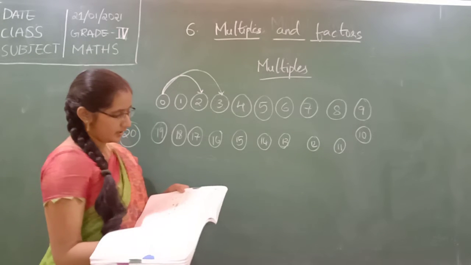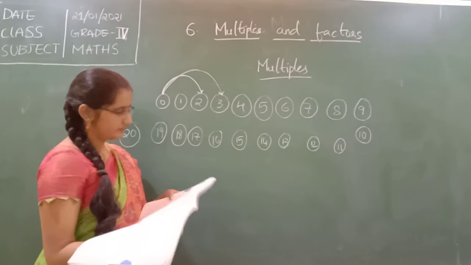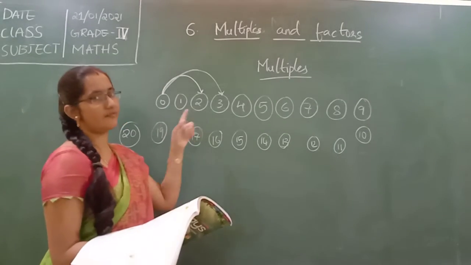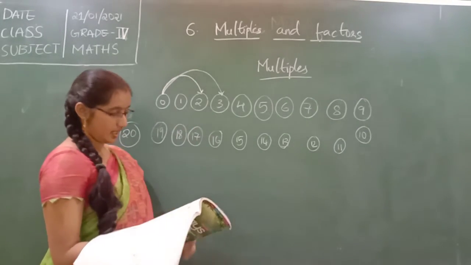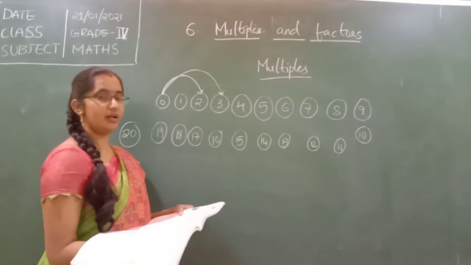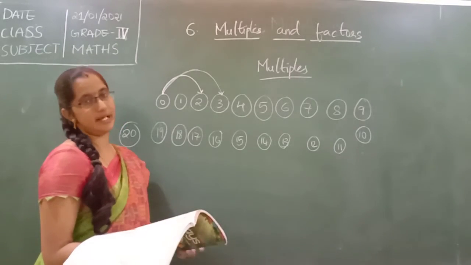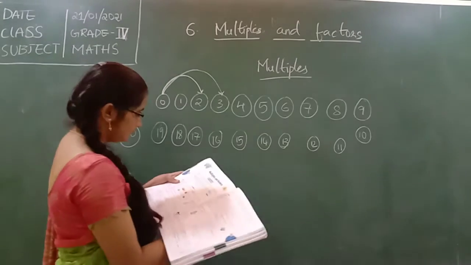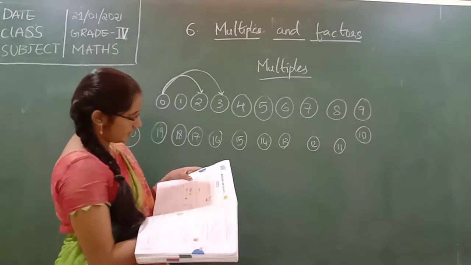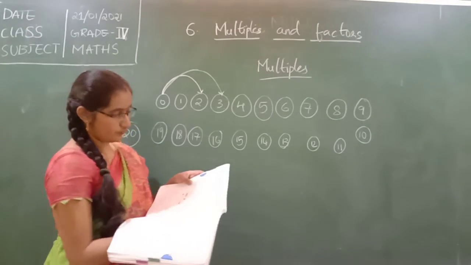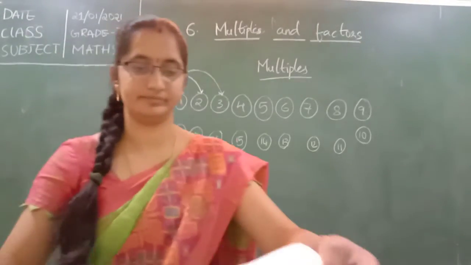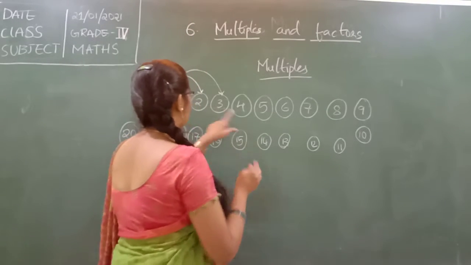So color green the numbers where the frog jumps, and color red the numbers that the rabbit jumps on. We see that the frog jumps on the numbers 2, 4, 6. Each jump is 1, 2.